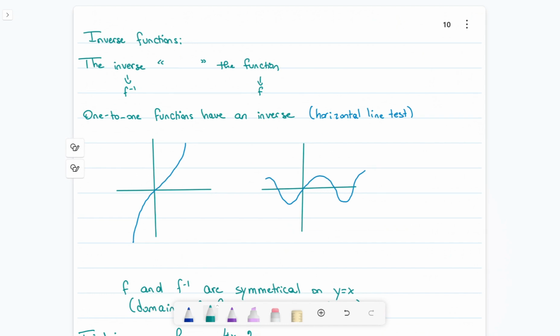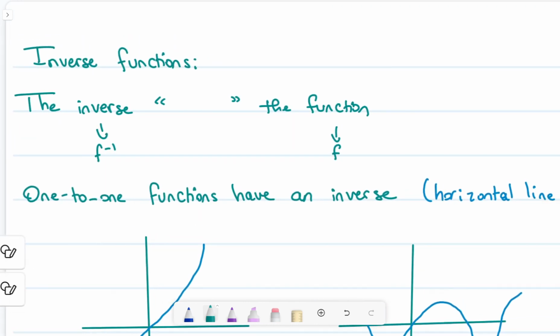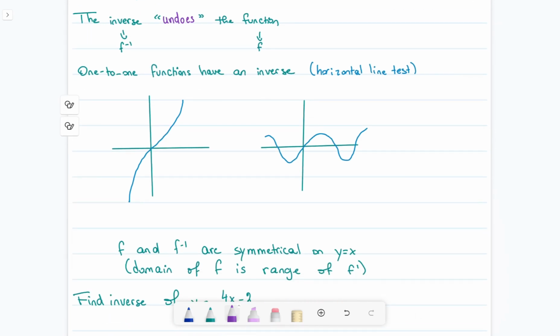Now let's move to inverse functions. An inverse function is a function that undoes the function. It might sound weird. We will look at a few examples to help. Only one-to-one functions have an inverse, or if we're not looking at one-to-one functions, we will have to limit the domain, and we will look at examples like this in some of our next videos when we talk about trigonometric functions.